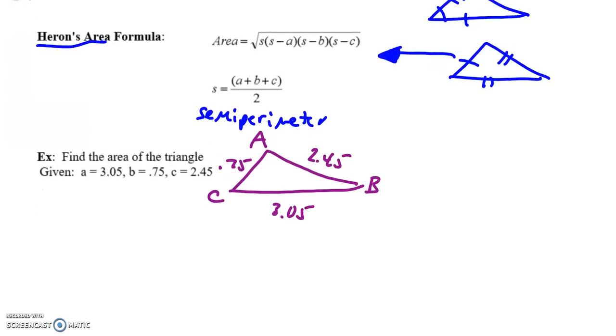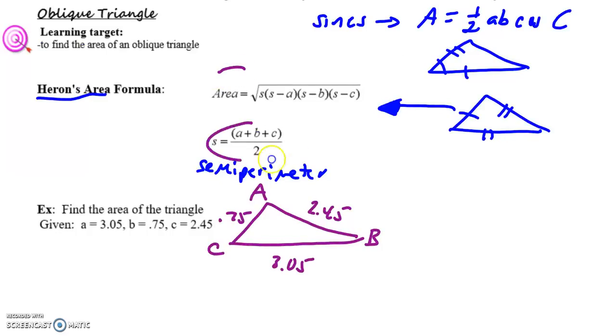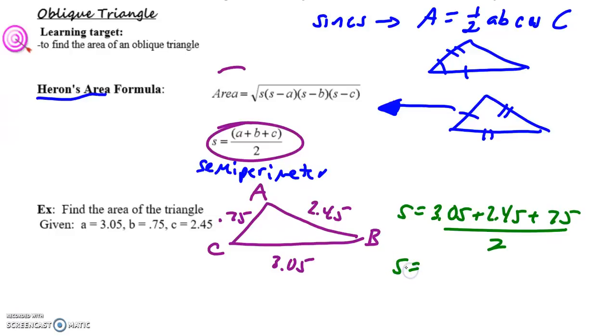Okay, so now that I have a visual, the first thing I need to find is this semi-perimeter, because you might notice in Heron's formula, you take the semi-perimeter and then multiply it by the difference of the semi-perimeter and every side that already exists. A, b, and c stand for the sides that already exist. So the semi-perimeter is defined as the sum of all the sides, 3.05 plus 2.45 plus 0.75, all divided by 2. If I calculated that, I got my semi-perimeter to be 3.125. Feel free to check me on that in your own calculator.